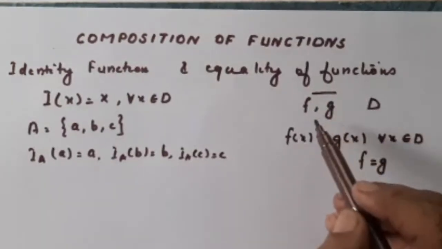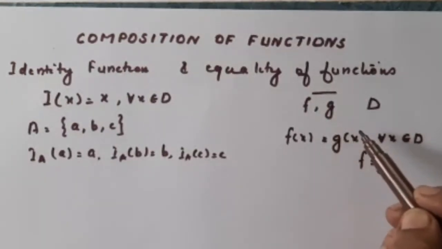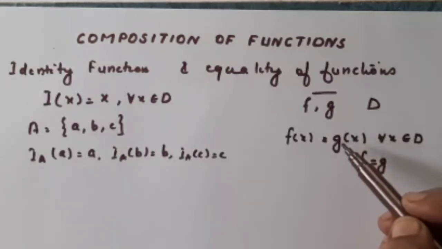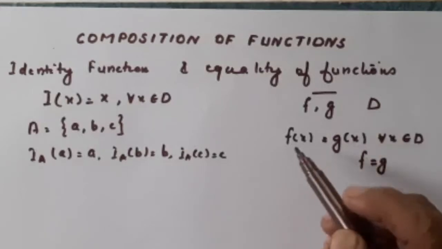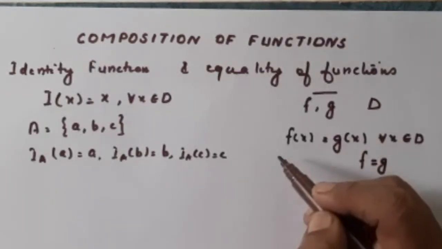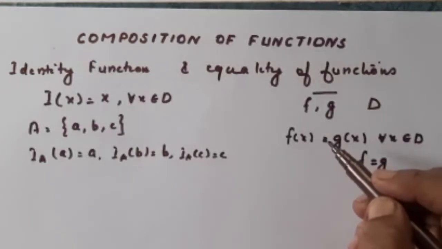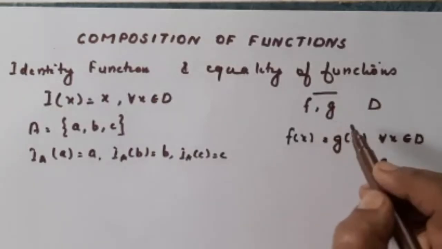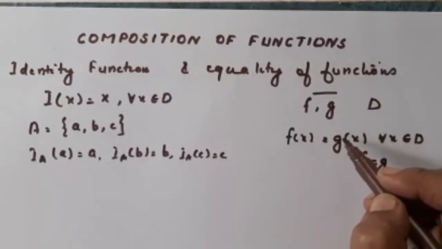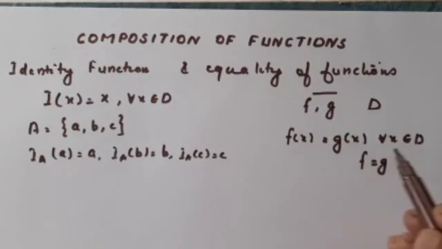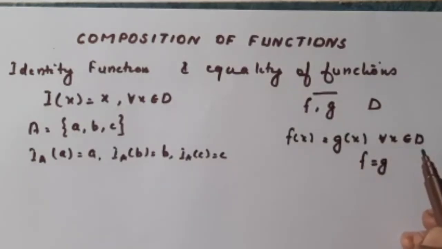Two functions f and g are defined on the domain capital D. What can be the meaning of equality of functions? The meaning is just what agrees with our expectation. That means two functions are said to be equal if their effects are the same on each element in the domain. How can it be defined? f of x equals g of x for all x belonging to the domain capital D.